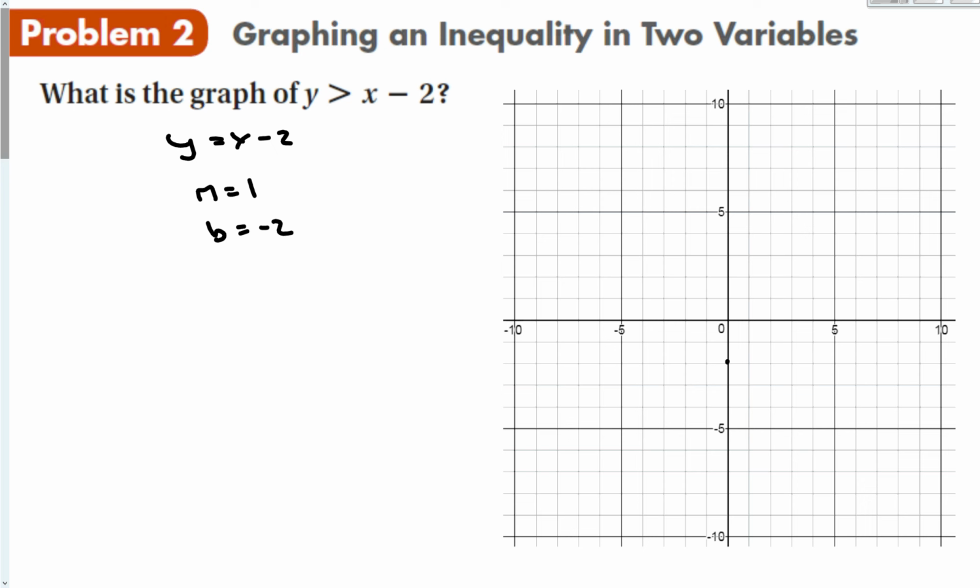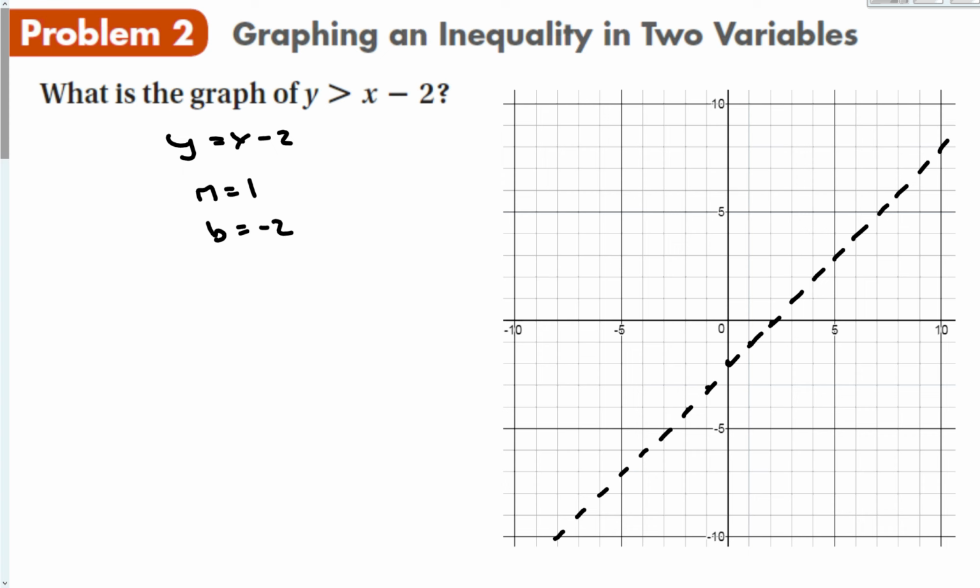So I'm going to put a dot on negative 2. And I'm going to go rise over run. I'm going to go up 1, right 1, boom, boom. And then down 1, left 1. And so there is my line. Now, because it is a greater than inequality, not greater than or equal to, I'm going to make this line with dashes, not a solid line. Okay? And there we go.